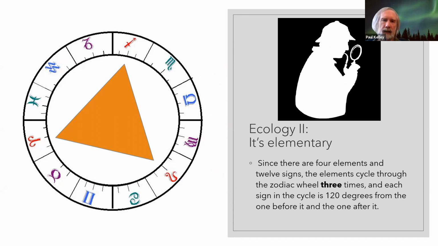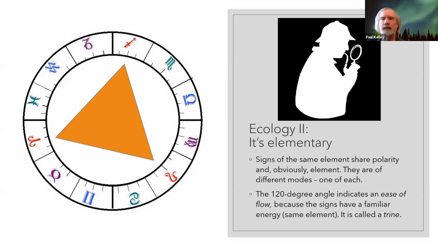We're going to move on to elements. Signs of the same element share a polarity. So all of the fire signs are positive polarities. The water signs are negative polarities. Obviously, they share an element. They're of the same element. By definition, they share an element. So there's a familiarity between them. The angle between two signs of the same element is 120 degrees. It forms a triangle around the zodiac wheel.